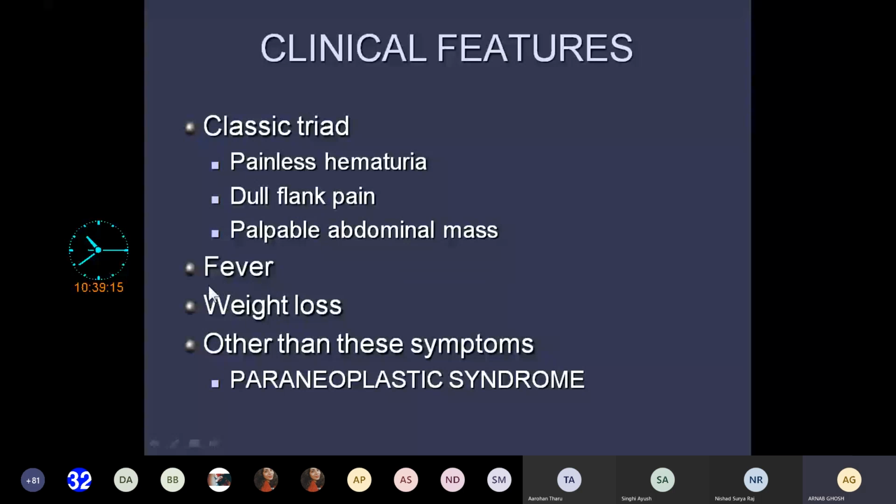Second is, in any malignancy in the body, there may be some fever and weight loss. These are non-specific features, and other than these symptoms, there may be paraneoplastic syndrome. This again is important. You know what is paraneoplastic syndrome? Any of you?